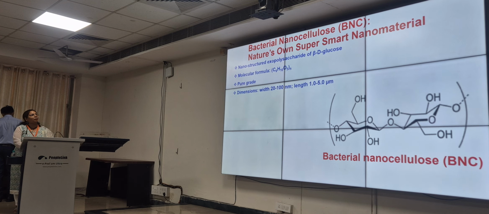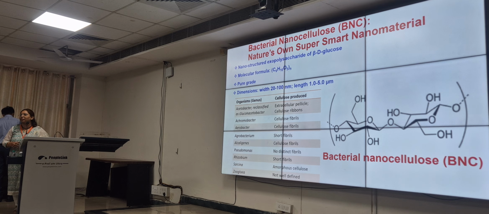So bacterial nanocellulose, this BNC, is a nanostructured exopolysaccharide secreted by certain bacterial species. It is a pure grade cellulose. Why am I calling it pure grade? Because it is free of lignin and hemicellulose, which are the major portion in plant-based cellulose and are required to be removed by harmful chemical processes. There are several bacterial organisms responsible for its production, and the model is Acetobacter. Acetobacter is best known for the production of bacterial nanocellulose.